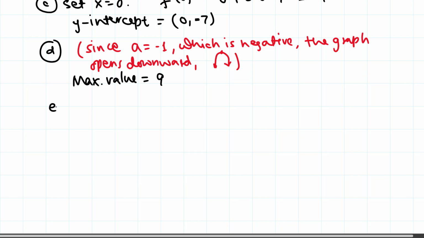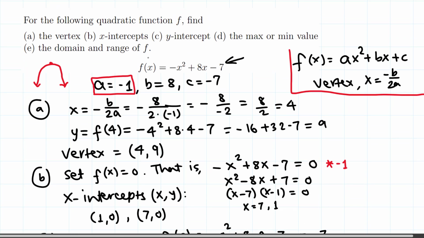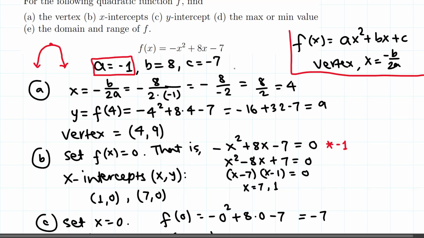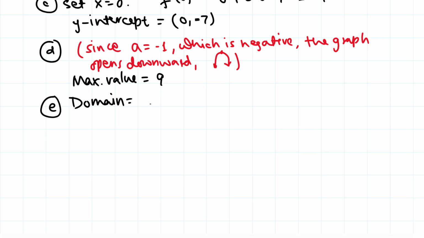The last question is the domain and the range of f. If you look at this function, it is a degree 2 polynomial, a quadratic function, a parabola, and there is no fraction and no square root. So there is no problem, and the domain is all real numbers.